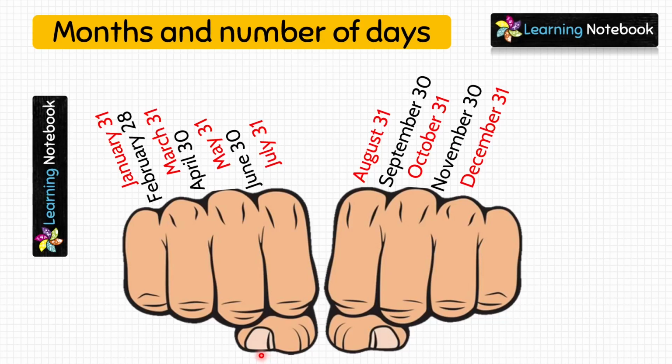Now look at the months which are not on knuckle. These are February, April, June, September and November. So except February, all the remaining 4 months have 30 days. And February has 28 or 29 days. So students, in this way you can easily remember number of days in each month.